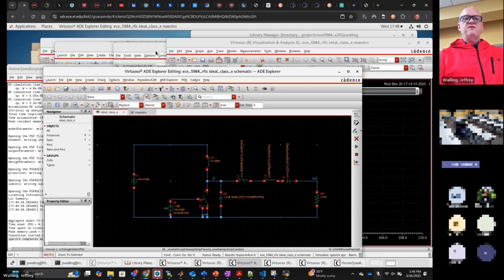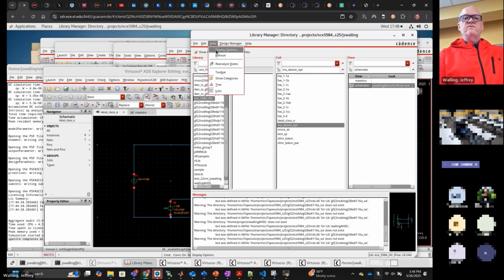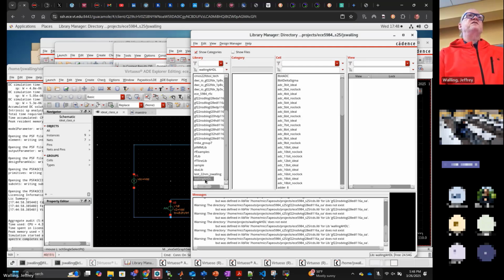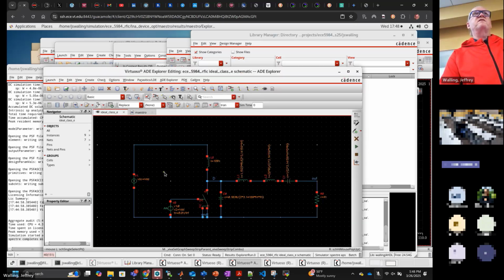If you aren't seeing it, you can go into your library manager and hit View Refresh, and it will hopefully add this Walling AHDL library in. These are AHDL, or they call it Verilog A. It's just a hardware description language that allows for analog voltages and currents to be used instead of just assuming digital stuff.